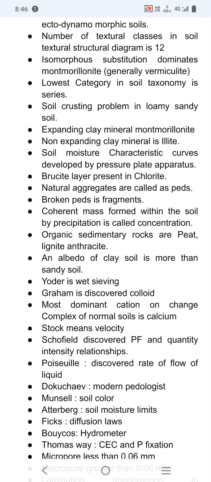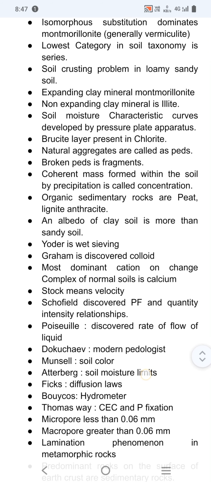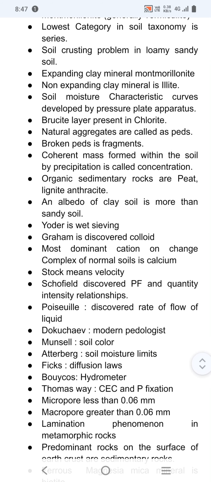Broken peds are fragments. These are all important soil science bits collected by me, because for competitive exams and basic general semester exams also, in fill in the blanks and choose the correct answers, they will come everywhere in soil science exams.